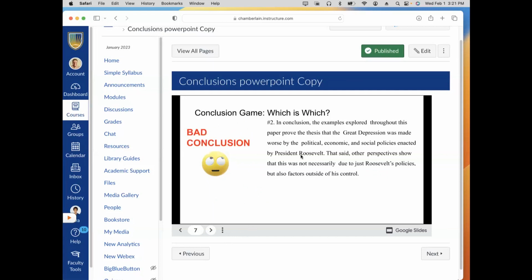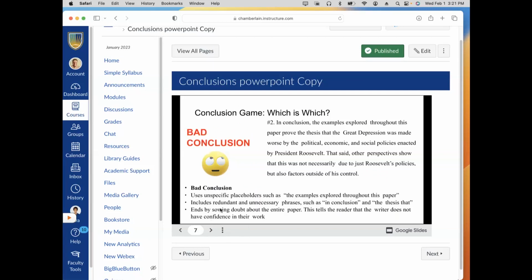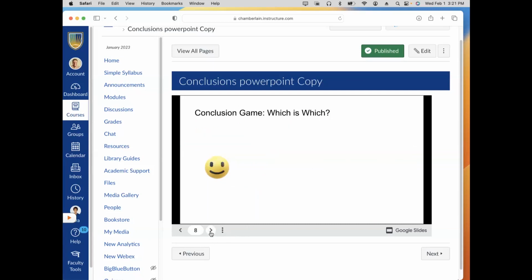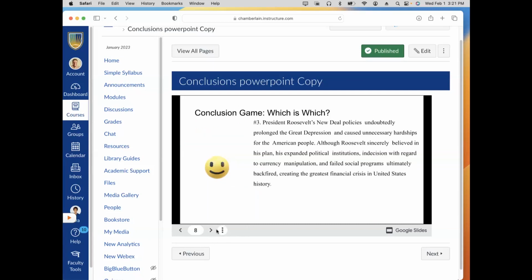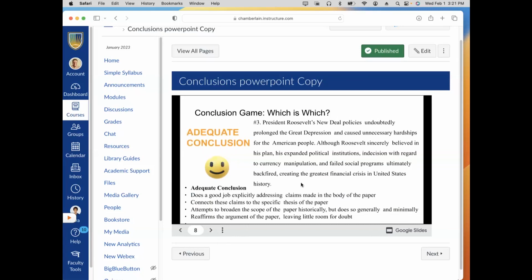Okay, right. So this is the bad conclusion, which we don't need to spend too much time on. And here's why, right? It's unspecified. And this is the adequate one. Oh, wait, there's my little thing. There it is. So basically, the more specific you get, the better the conclusion is, right? So you don't just do a general one. You're trying to start specific and then end with the generalities.